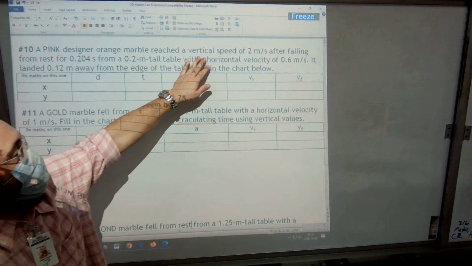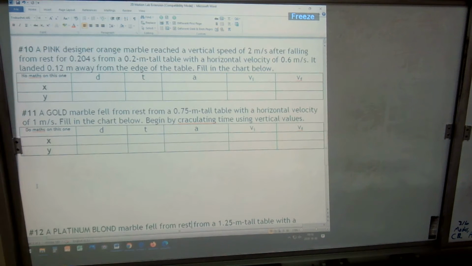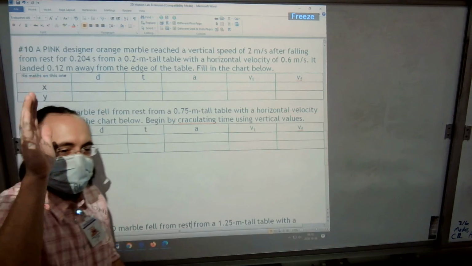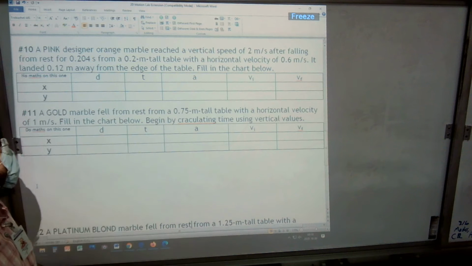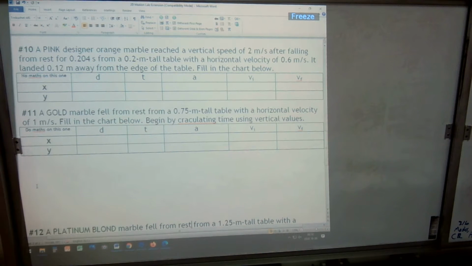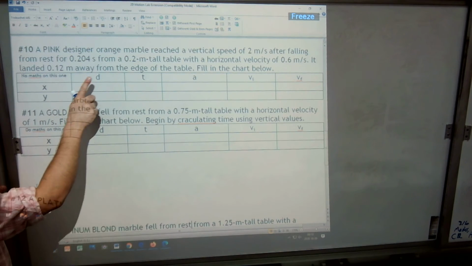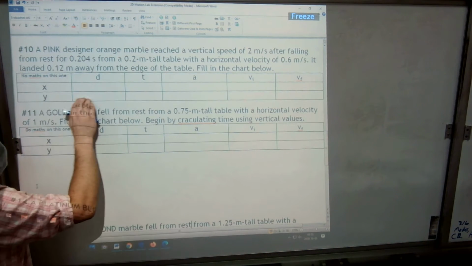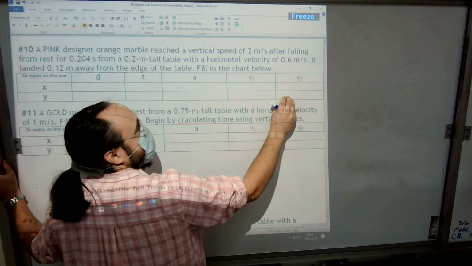So it reached a vertical speed. So okay, it says vertical. Is that X or Y? Y. Yeah, that was Y. It's the Y-axis. The Y-axis is the vertical one. The X-axis is the horizontal one. So okay, it's going to give us a vertical thing, so it's something that's on this row. Vertical speed, so it's one of these with the velocities here.